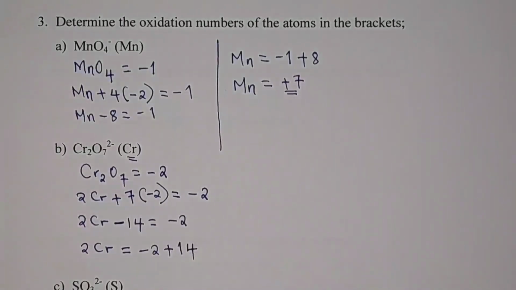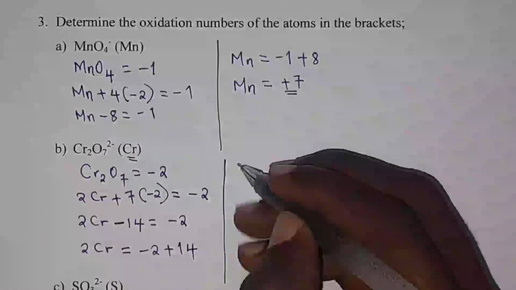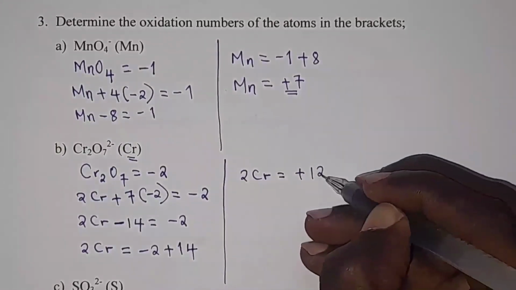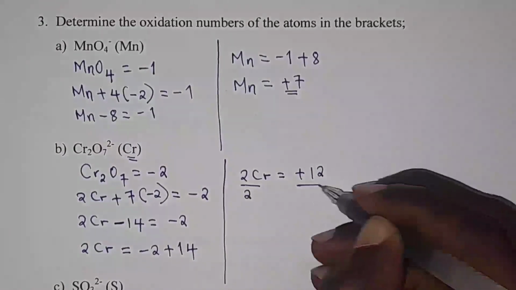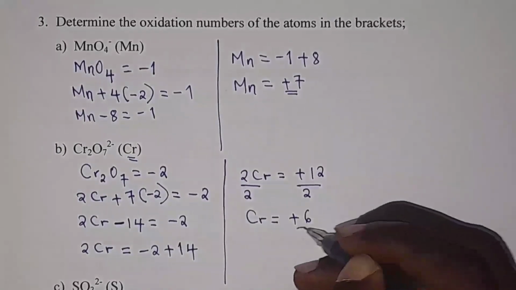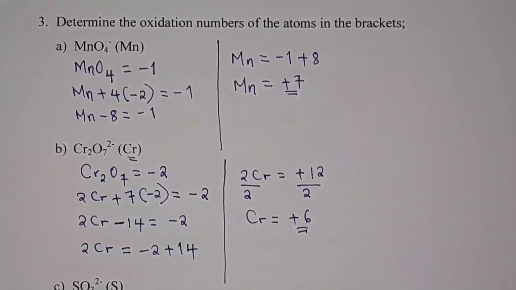It becomes positive. So thereafter, we are going to have 2 Cr, which will be equal to positive 12. So divided by 2, divided by 2. So Cr here will be equal to positive 6. That will be chromate 6 ions.